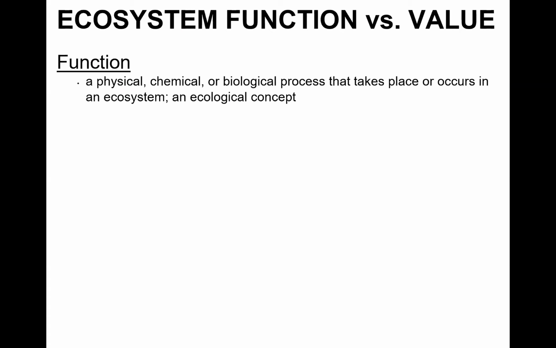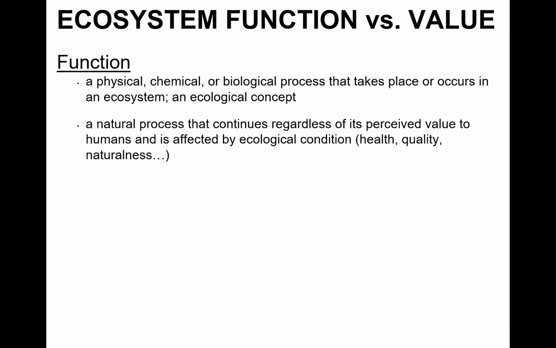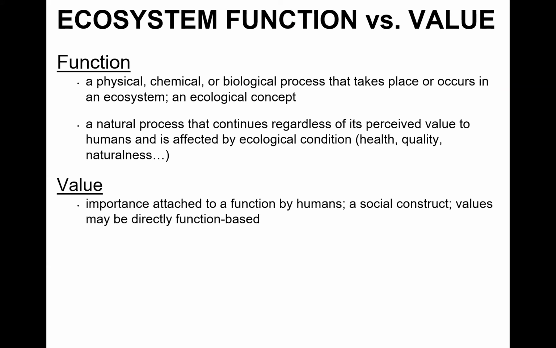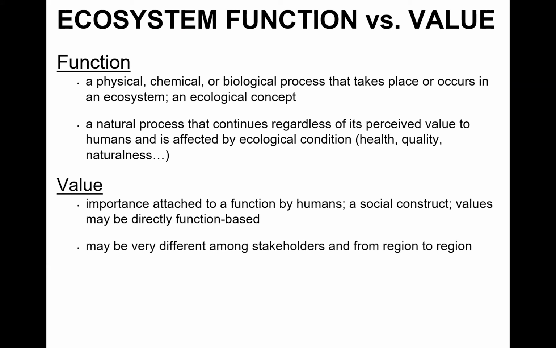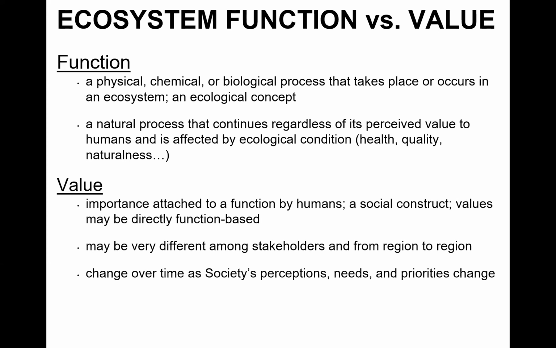So a function is a physical, chemical, or biological process that takes place or occurs in an ecosystem. It's an ecological concept. It's a natural process that continues regardless of its perceived value to humans. And then you have the value overlaid on top of that. And that's the importance attached to a function by humans, a social construct. They might be directly function-based. For example, we like flood control functions that wetlands provide. Of course, the value might be very different among stakeholders and from region to region. And obviously, human values change over time as society's perceptions, needs, and priorities change.